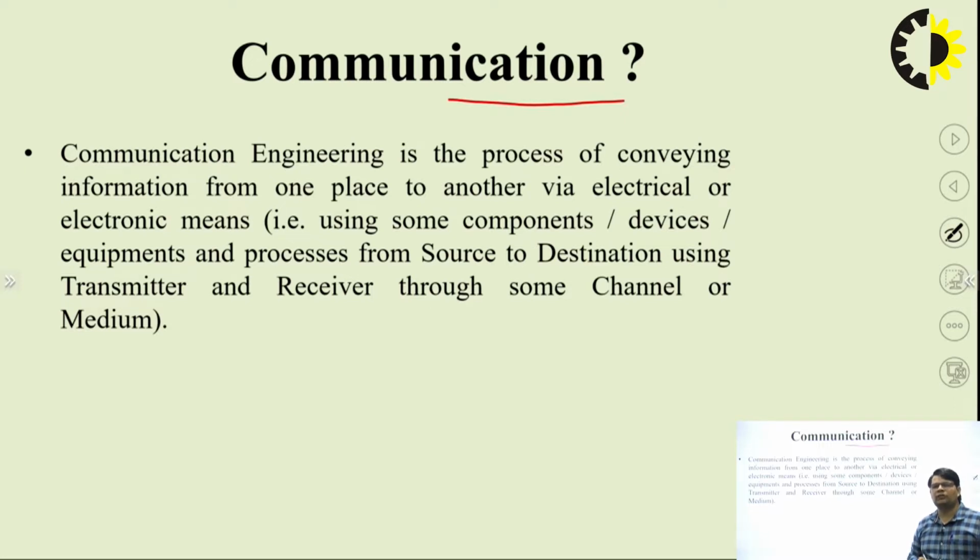For example, for conveying information we have to use some processes. Examples of processes may be modulation, demodulation, and encoding, decoding. We have to use some kind of transmitter, receiver, as well as a channel or medium. The channel may be, for example, optical fiber cable, coaxial cable, or the optical fiber waveguide.